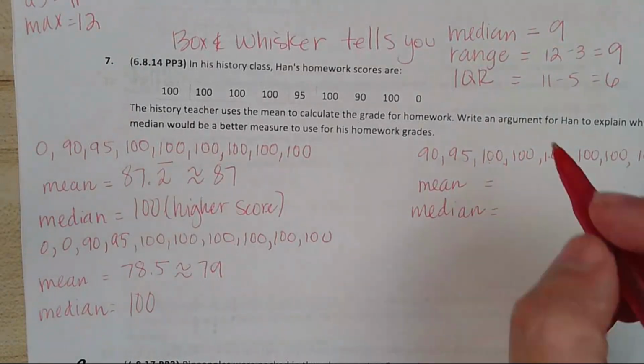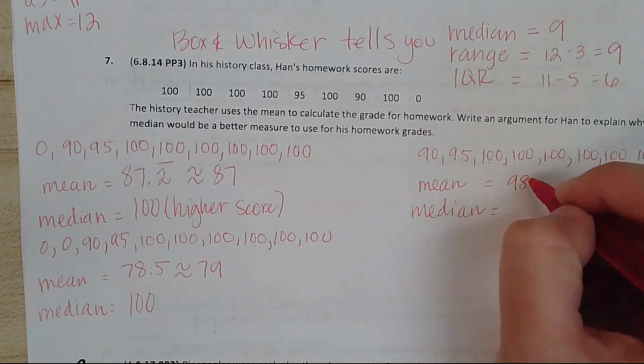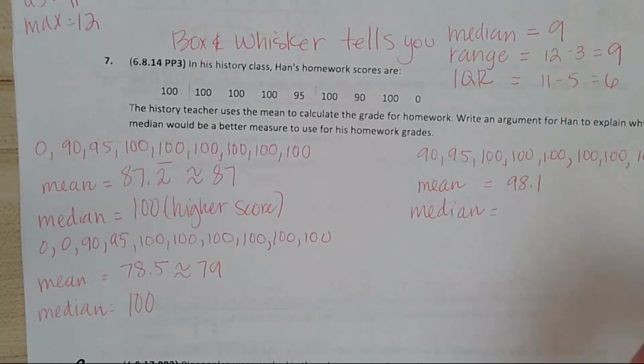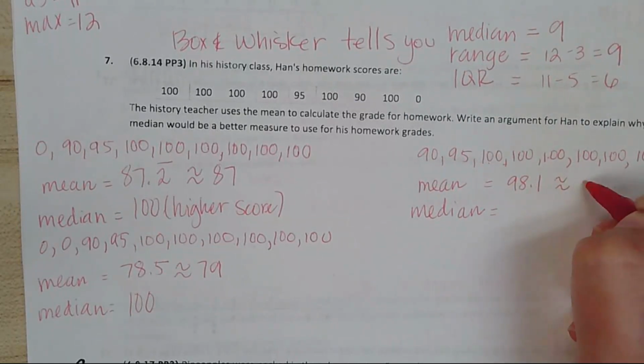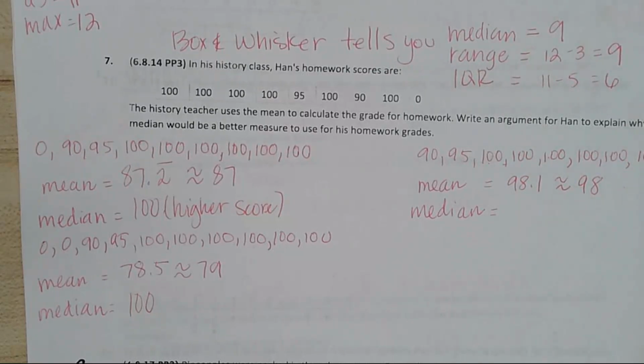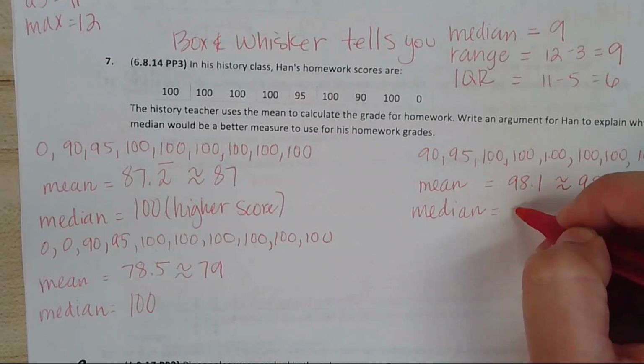What do you get for your mean? 98.125. So we'll just say 98.1. What does that round to? 98. What's the median? 100.